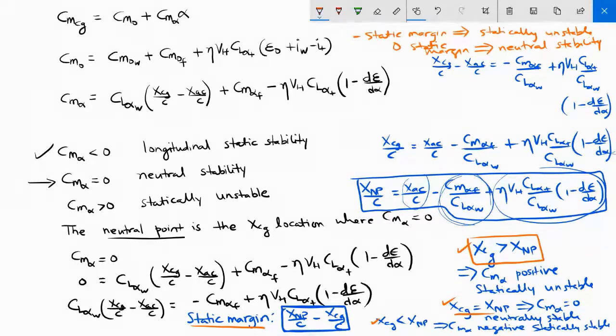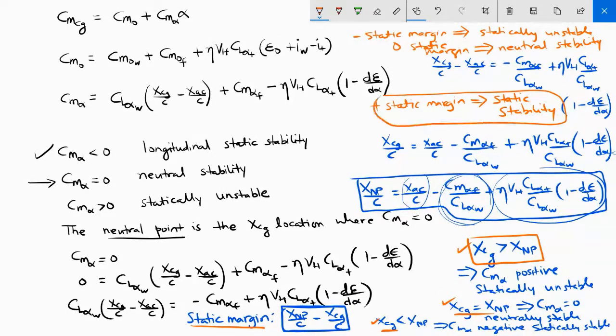And when xcg is less than xnp, that means the static margin is positive. So positive static margin leads to static stability. Yeah, you can put boxes around these as you prefer. So static margin is basically another way of defining the stability criteria.